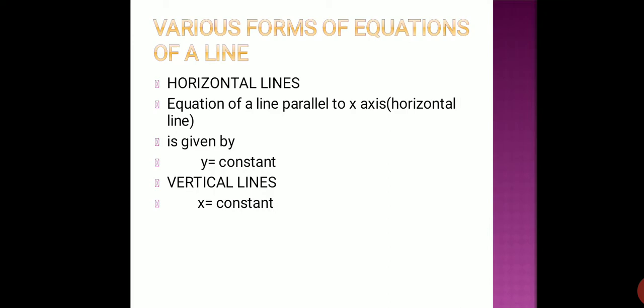Now let us have a look at various forms of equations of a line. The first is horizontal lines. Horizontal lines means a line which is parallel to x-axis is a horizontal line. So its equation is given by y is equal to constant. And what are vertical lines? The lines which are parallel to y-axis. So the equation is x is equal to constant.